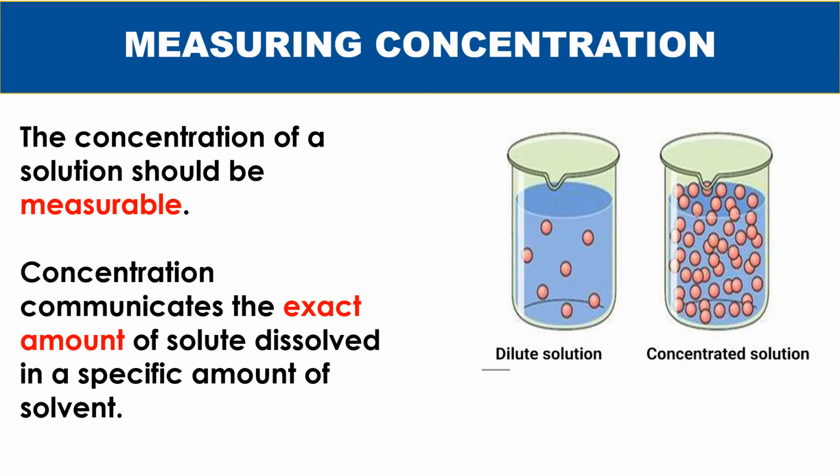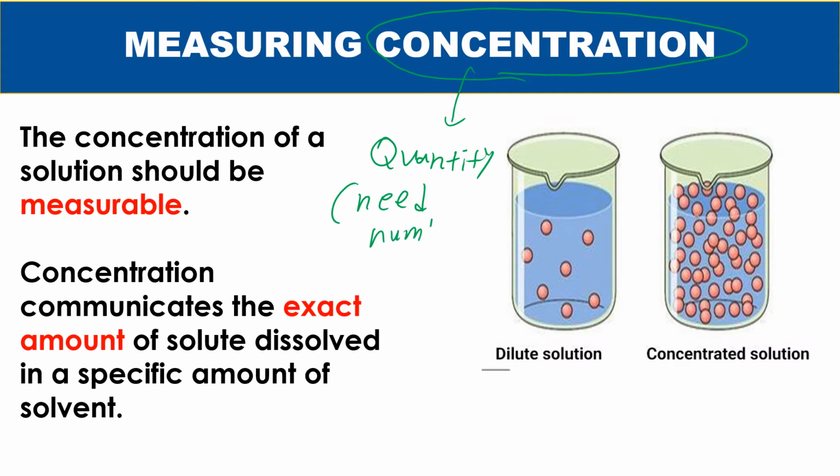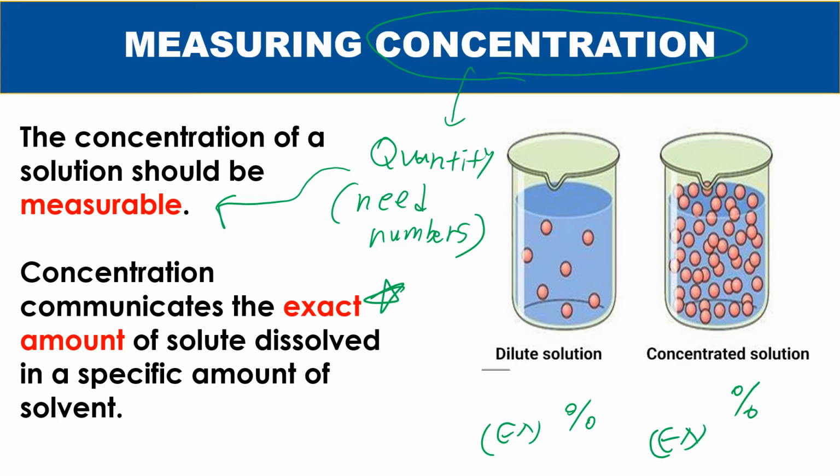Now let's think about concentration. Some people may know at this point, some people may not, but concentration is about the quantity. AKA, we need a number to represent how things are concentrated. A lot of people use percentage as an example. Concentration, ladies and gentlemen, because it's about the quantity, should be measurable using different methods. However, whatever method you use to communicate, it should in the end represent the exact amount. There is some margin of error, but you should not estimate the concentration.